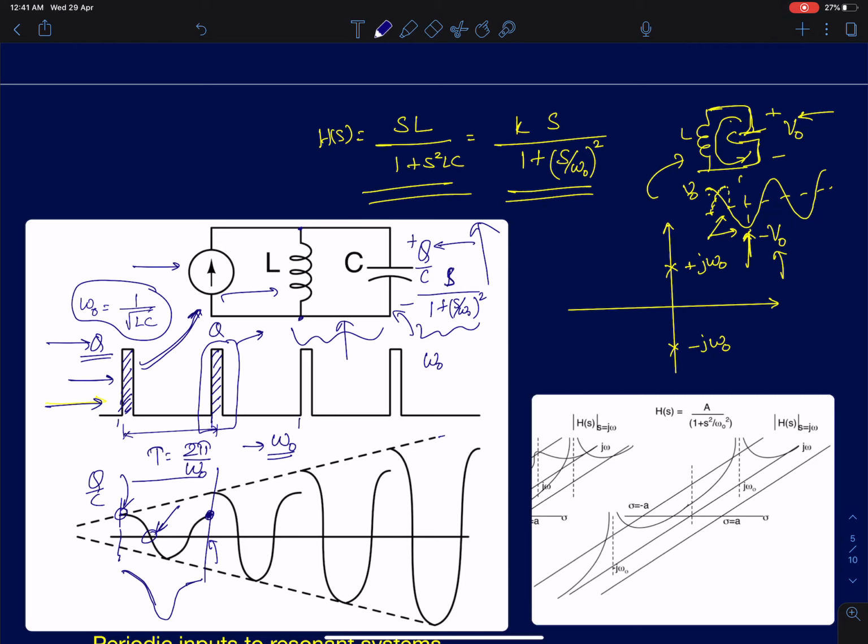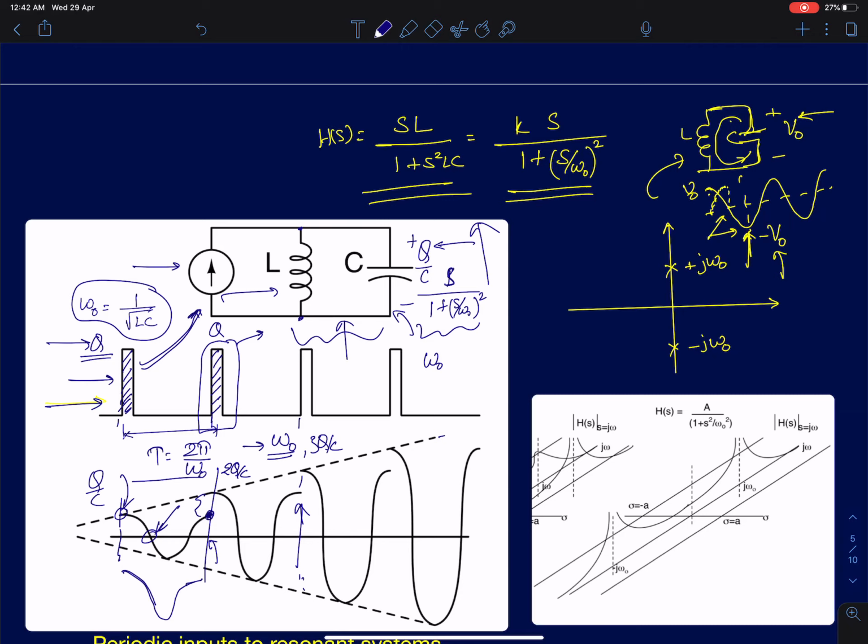At that point, the current source is going to dump an excess charge of value Q by C, so the voltage across the capacitor is going to double. It's going to become 2Q by C. Again, it's going to oscillate for one full cycle. At the end of the second cycle, the current source is again going to dump a charge of Q by C. The amplitude is going to become 3Q by C, and so on. So the amplitude is growing linearly.